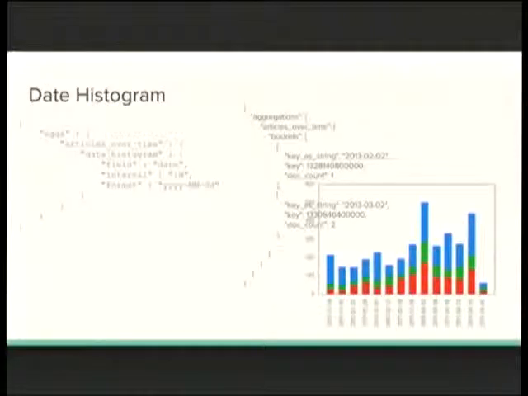And the result on the right is showing you a list of buckets. And in those buckets, you have the key as a string. You have the key, which is the real timestamp. And then you have how many documents are matching. Then with the Elasticsearch library in Python, you just have a normal Python object at the end. You can just iterate through it and display it to the user.